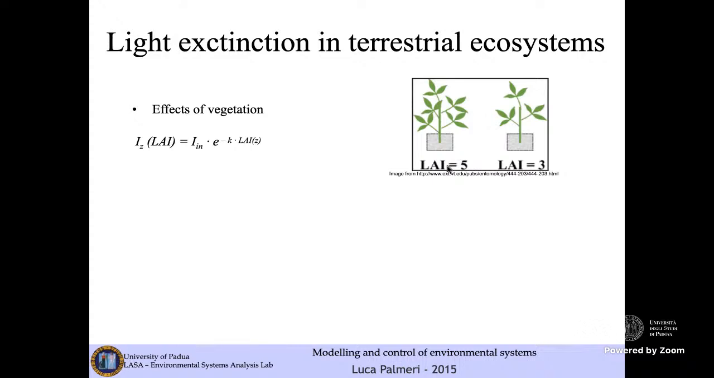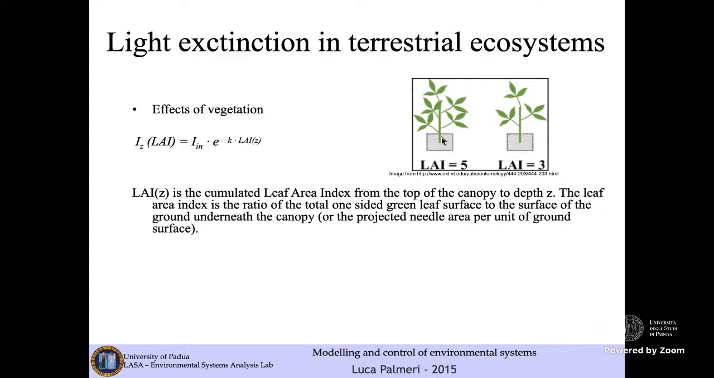For example, we may have a lower leaf area index when the vegetation is less dense. So in the case in which the canopies or the leaves of the trees are less dense, you will have a smaller leaf area index, and a larger one when you have a more dense vegetation. So leaf area index at depth Z is the accumulated leaf area index from the top of the canopy to depth Z. Leaf area index is the ratio of the total one-sided green leaf surface to the surface of the ground underneath the canopy, or the projected needle area per unit of ground surface.